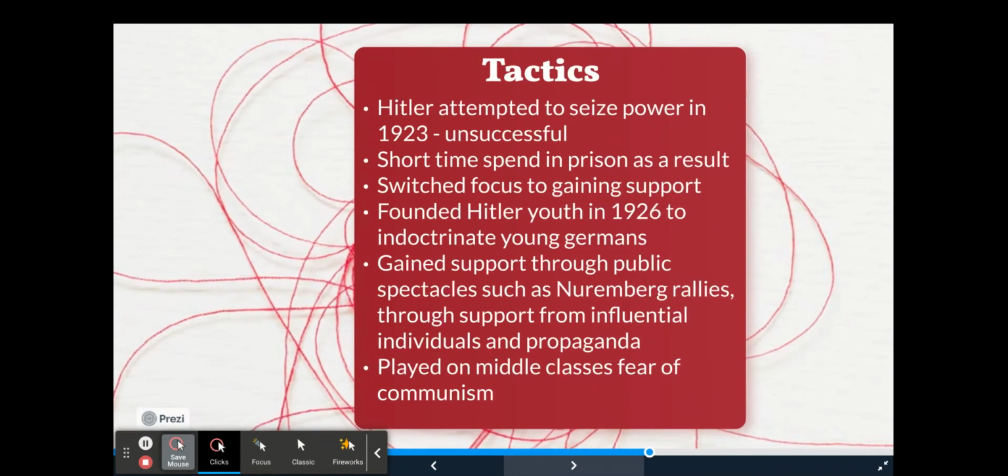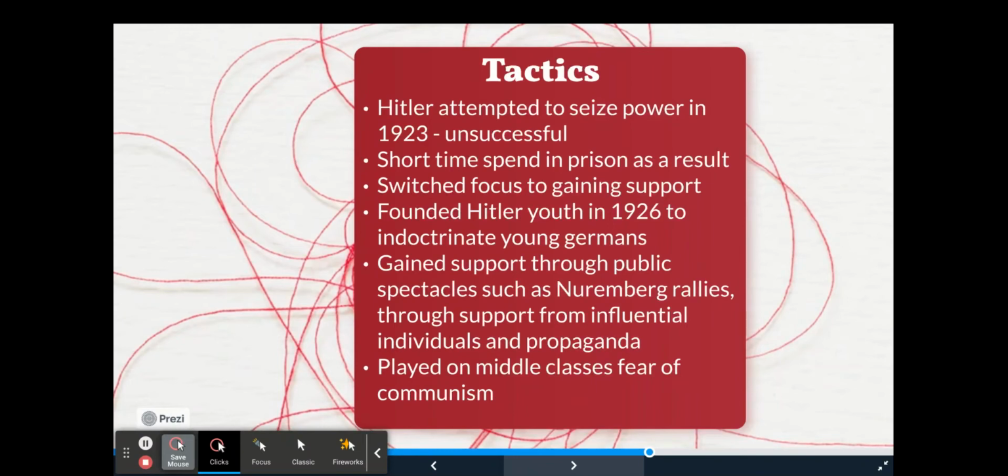The tactics that they used. Hitler attempted to seize power in 1923, but was unfortunately unsuccessful. In the short time spent in prison as a result, he switched his focus to gaining support as opposed to trying to gain power forcefully. He founded the Hitler Youth in 1926 to indoctrinate young Germans. The Hitler Youth was pretty much what it says: a group of young Germans who were being developed under Hitler's guidance.